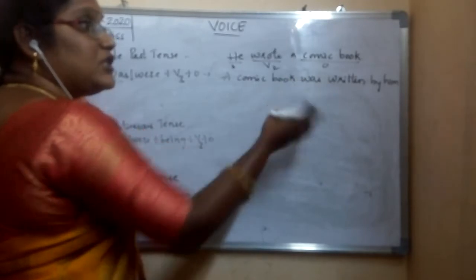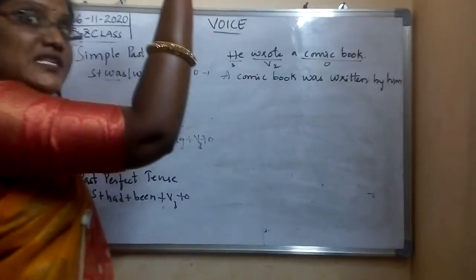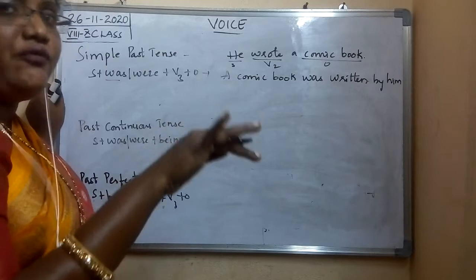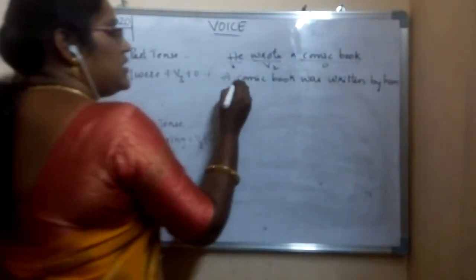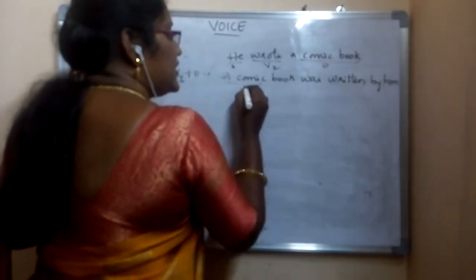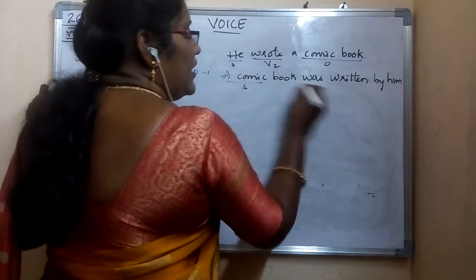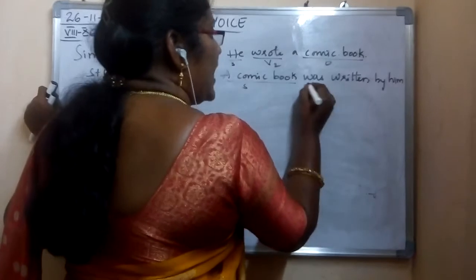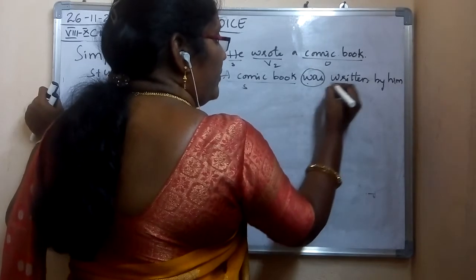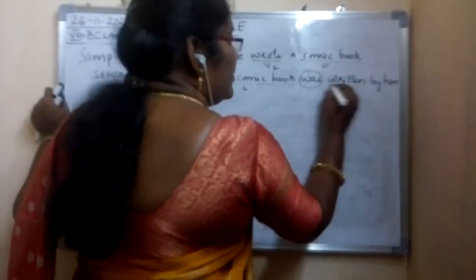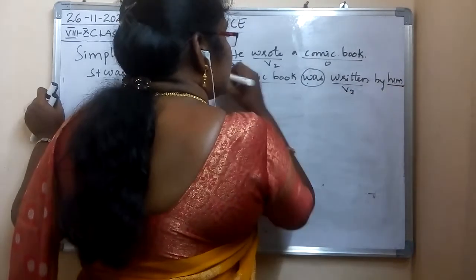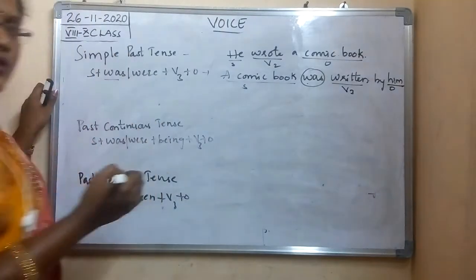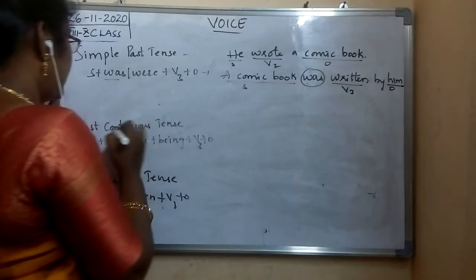So what I have to use? It is in past. Okay, present means is, am, are. Past means what? Was or were. Okay, so a comic book was written by him. Now see, comic book is what? Object has become subject. And this is the helping verb. And also written. This is what? V3. By preposition is used. And then next subject becomes object. Okay. Now here next sentence is what?